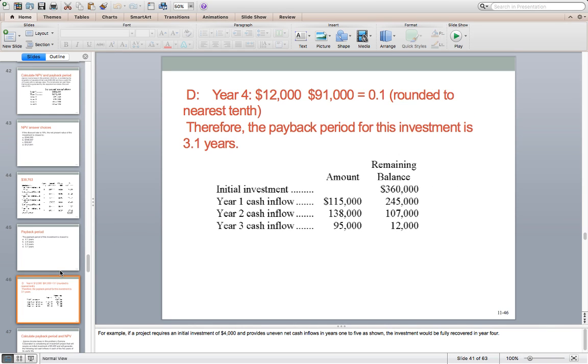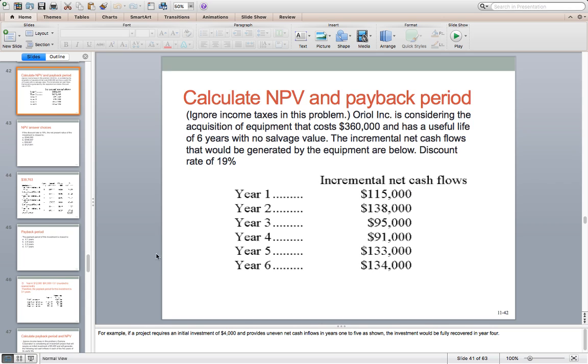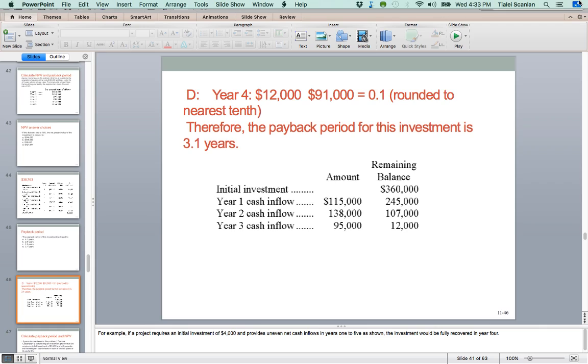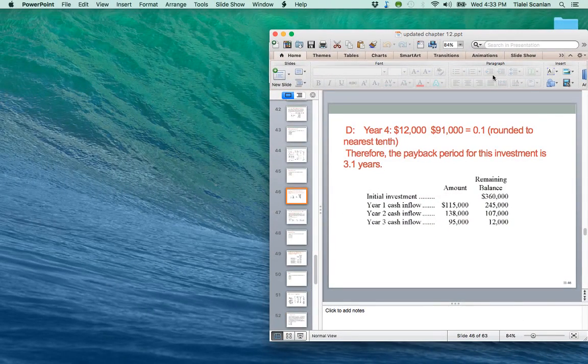So this shows you exactly how you would do it. You start with your balance, you minus out your inflows, and then in year 3, I see it's 12,000. I take that 12,000, divide it by the 91,000 to get 0.1, and so therefore the payback period is 3.1 years. So just make sure you know how to do that for the exam.